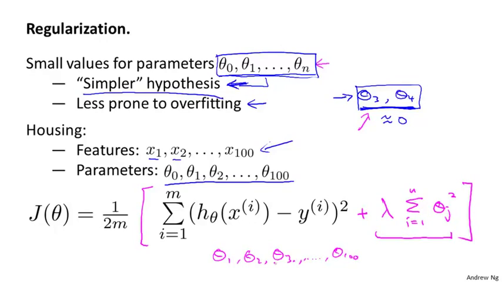By the way, by convention, the summation here starts from 1, so I'm not actually going to penalize theta 0 being large. That's a convention that the sum is from i equals 1 through n rather than i equals 0 through n. But in practice, whether you include theta 0 or not makes very little difference to the results. By convention, usually we regularize only theta 1 through theta 100.